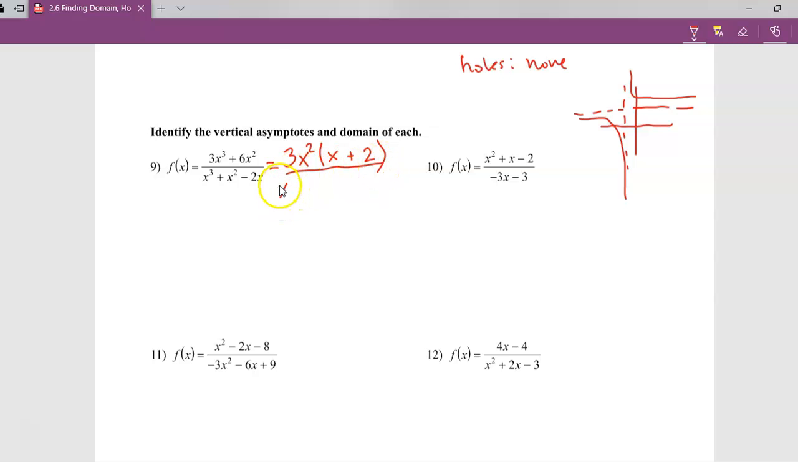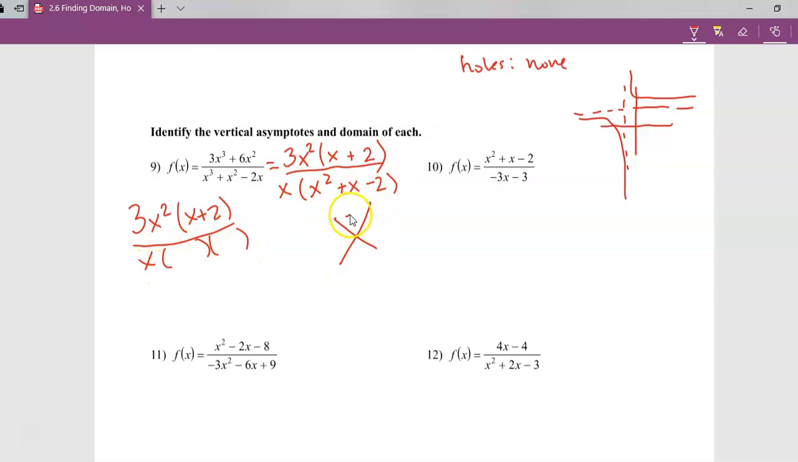On the bottom, I'm going to pull out an x. That's going to leave me x squared plus x minus 2. And then this piece in the parentheses that has 3 terms, I can use X factoring on that. So the top, 3x squared times x plus 2. The bottom, I have x. And for X factoring, I need two things that multiply to negative 2 and add to positive 1. So that'd be 2 and negative 1. So x plus 2 times x minus 1.